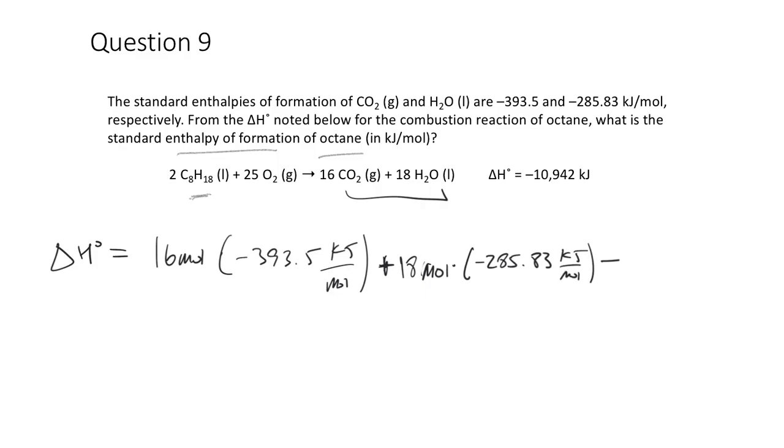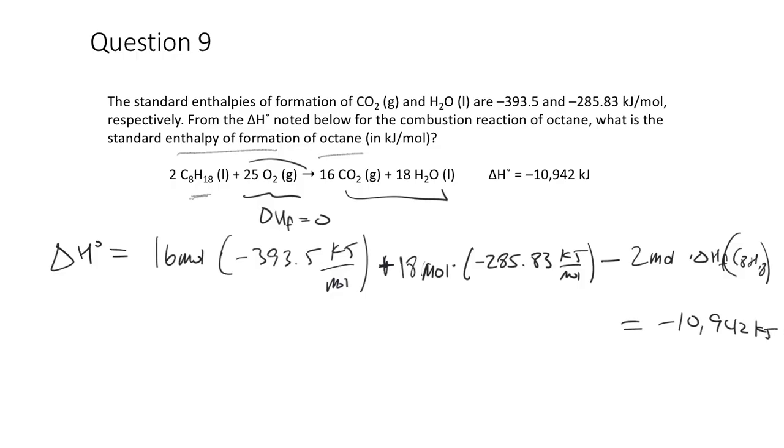So minus the sum of those of the reactants, so that'd be 2 moles times what I don't know, the delta HF of C8H18. And then O2 has a delta HF of 0, so I don't need to do anything with it. It's defined to have a 0 delta HF because it's the most stable form of oxygen at room temperature. And so all of this is going to be equal to negative 10,942 kJs. And so this is my unknown that I need to solve for.